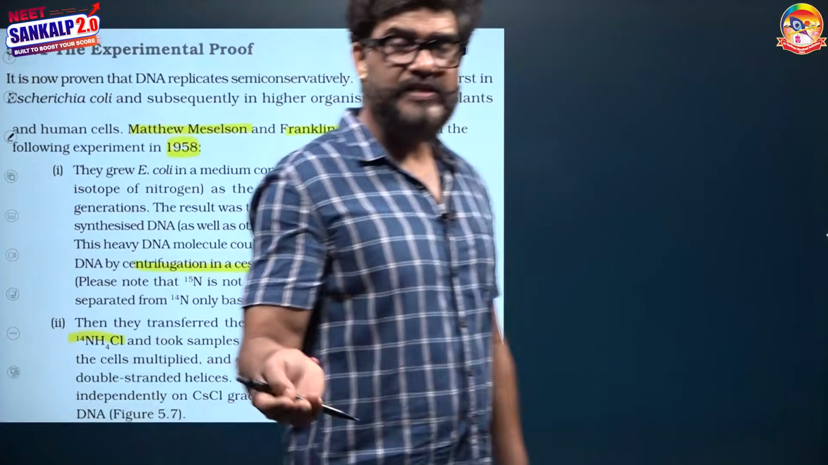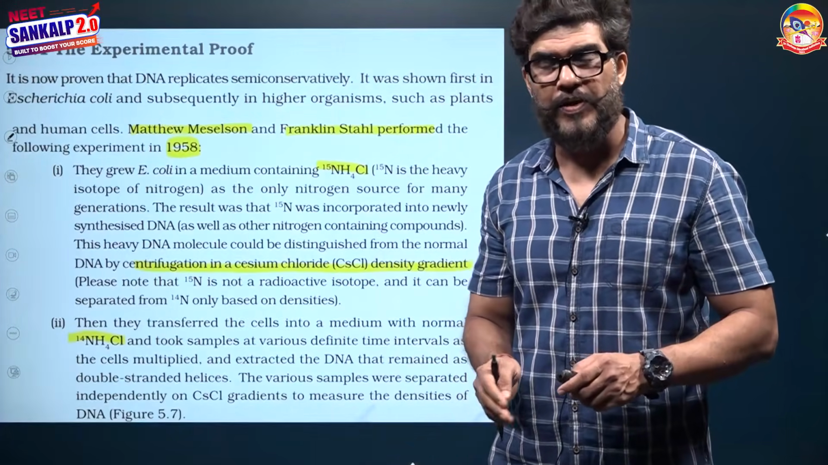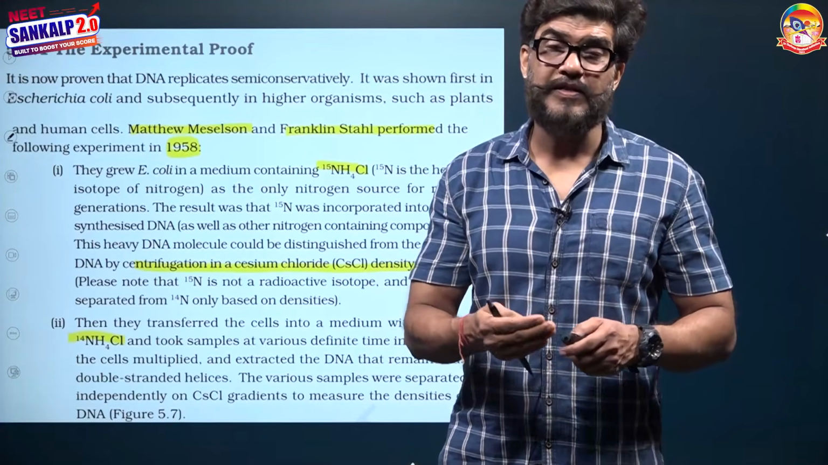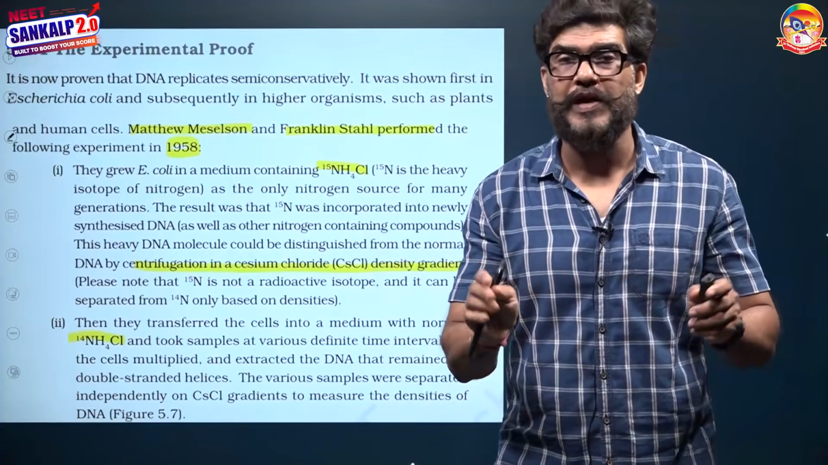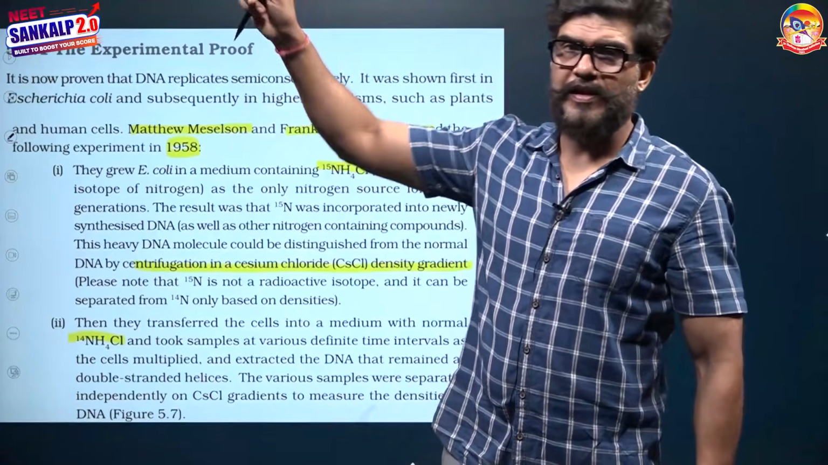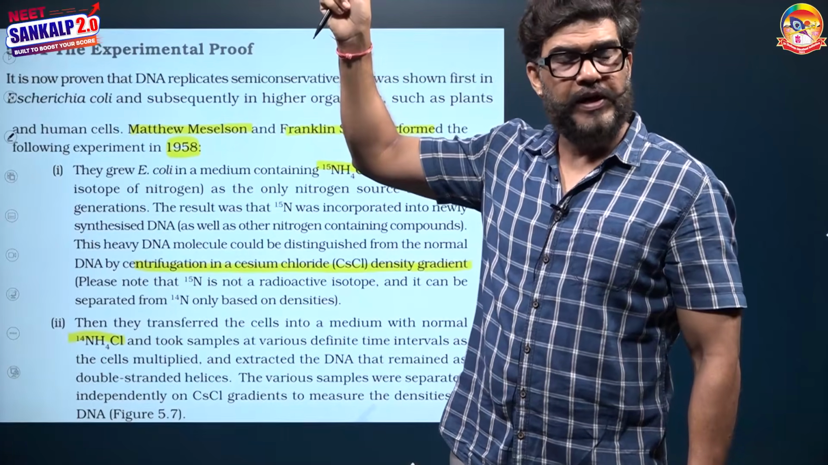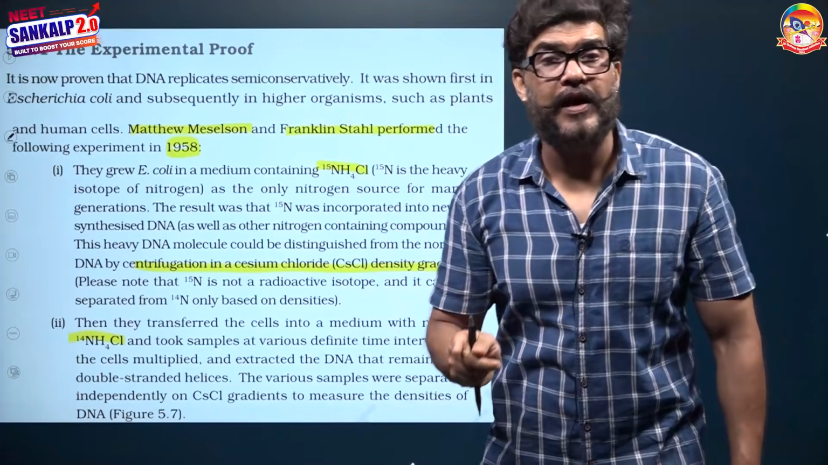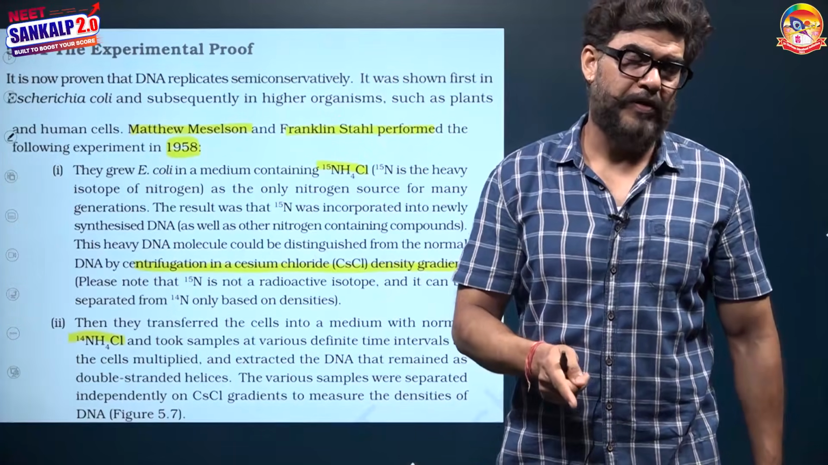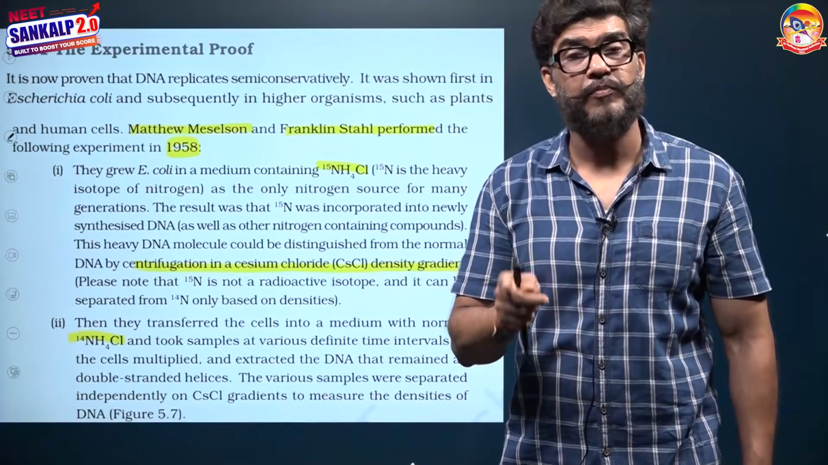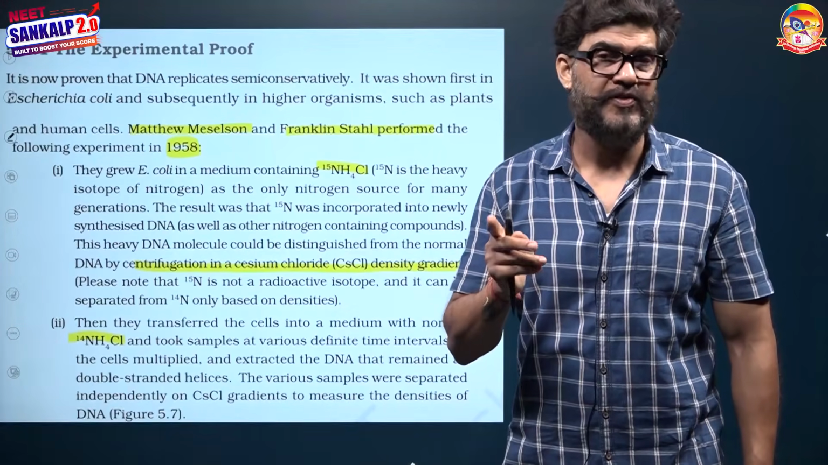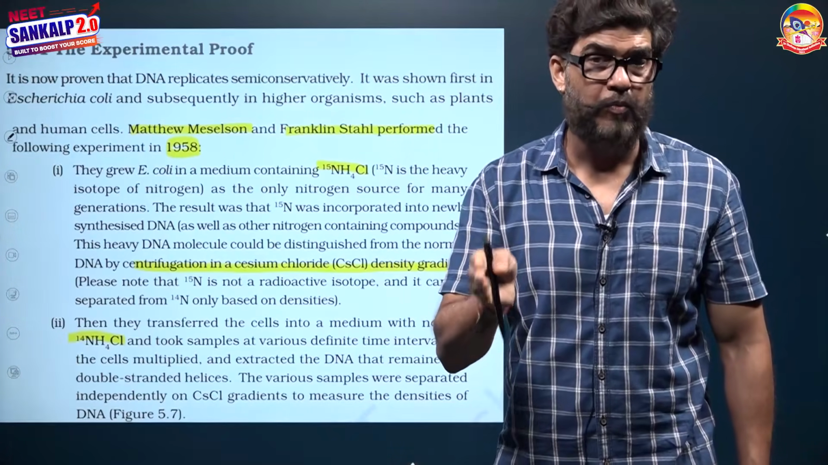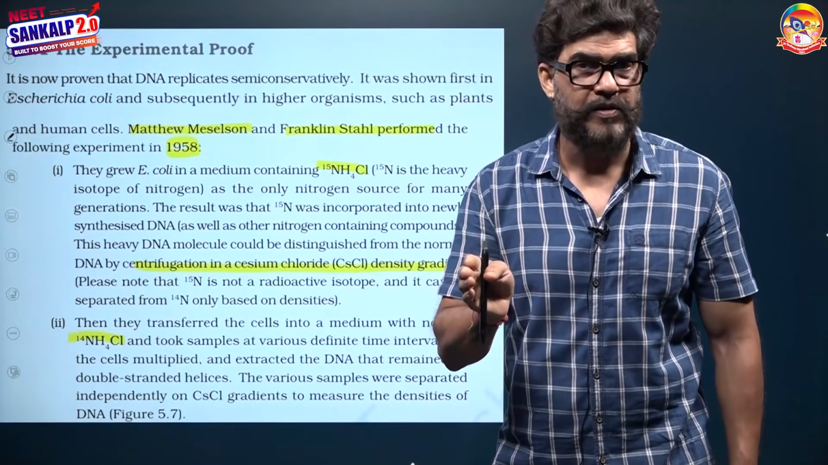Suppose after 20 minutes they collect a sample, 1 bacterium converts into 2, after 40 minutes 2 convert into 4, after 60 minutes 4 convert into 8. This is a very common type of question. If a bacteria already grown in nitrogen 15 medium is transferred to nitrogen 14 medium, after 20 minutes all bacteria have hybrid DNA. After 40 minutes, what is the ratio of hybrid to light? You must remember 2 hybrid, 2 light. It means 1:1. After 60 minutes, if they ask, you must remember a total of 8 bacteria will form. Out of them 6 would be nitrogen 14 and 2 would be hybrid.